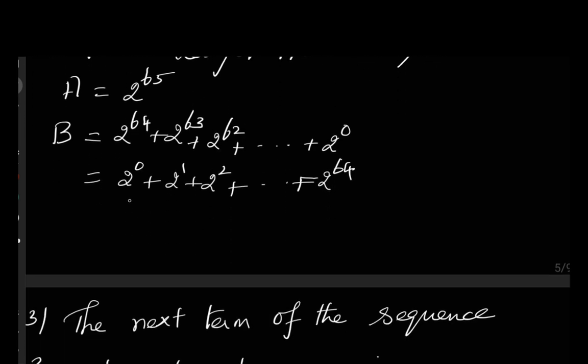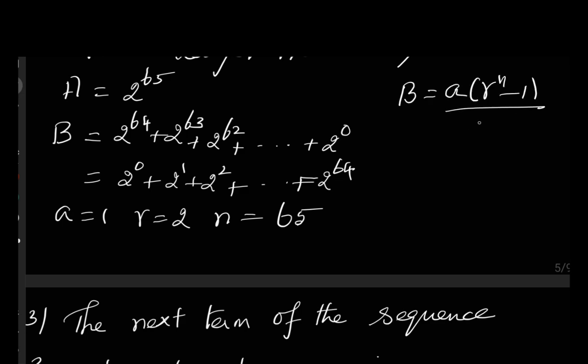So what is this 2 power 0? 2 power 0 is 1. A is 1. 1 2s are 2, 2 2s are 4, so r is 2, common ratio is 2. Actually, the number of terms are here 2 power 64, it starts from 0, so number of terms are 65. So write the sequence. B is equal to, the formula is a r power n minus 1 by r minus 1. a is 1, 2 power n is 65 minus 1 by 2 minus 1.